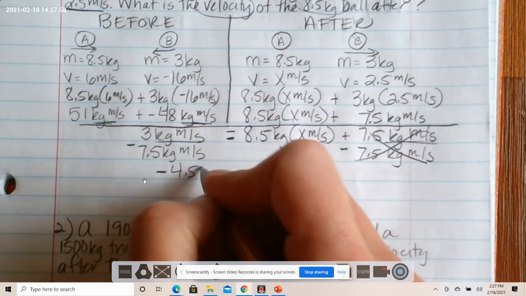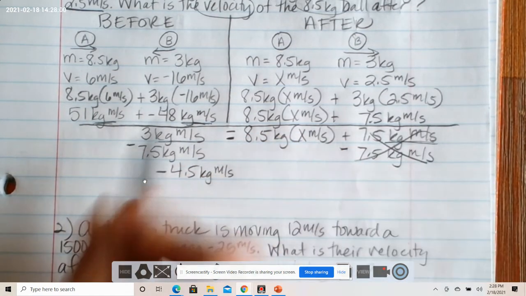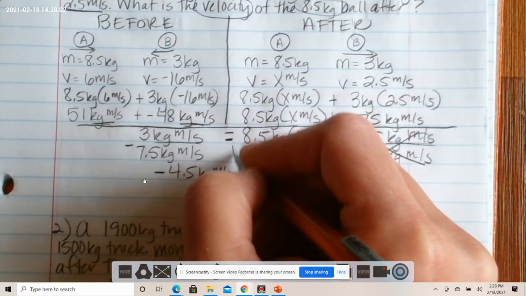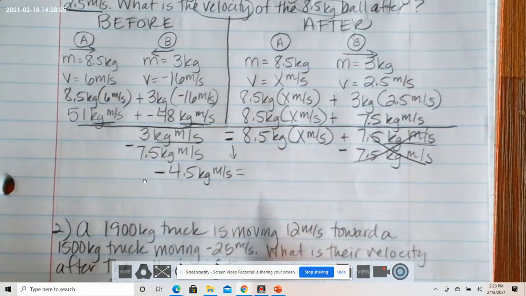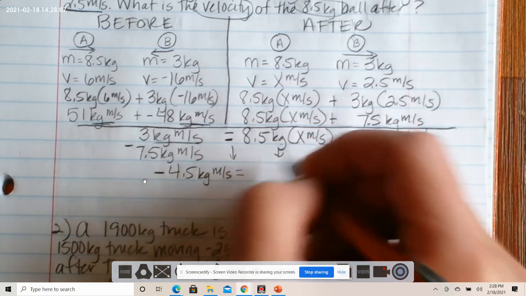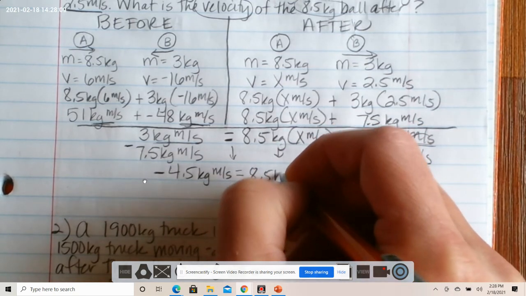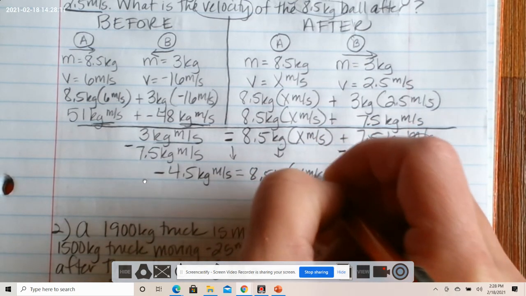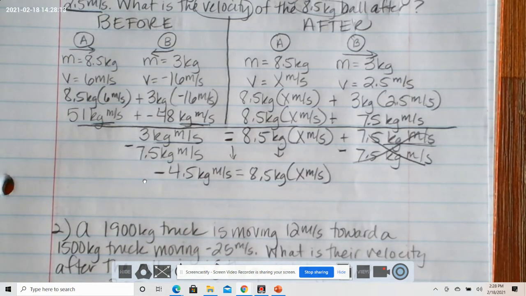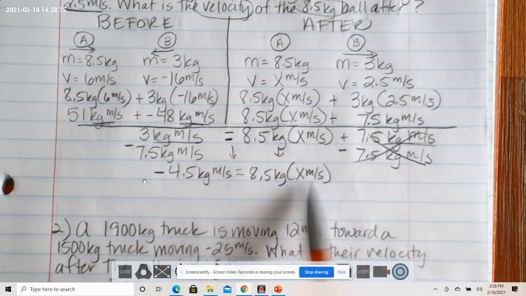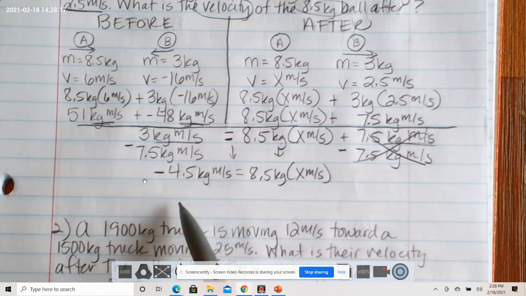And it is still kilograms meters per second because it's like terms. So I'm just going to bring down my equal sign, and I'm going to bring down what's left, which is the 8.5 kilograms times x meters per second. All right, so now I'm back to this PEMDAS here. So I've got to divide out what's over here because I really want x by itself.